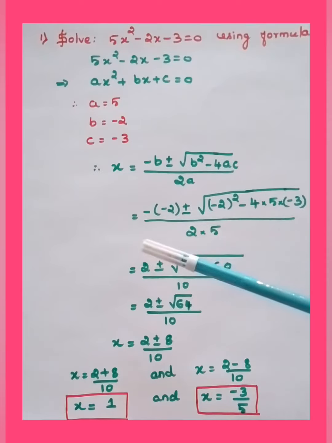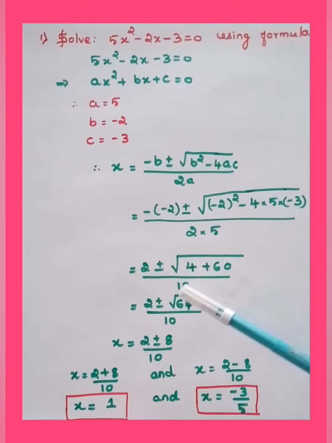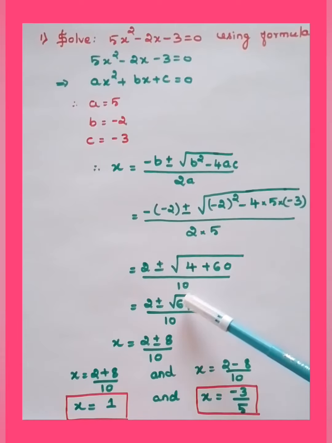Minus into minus you get plus, so plus 2 plus or minus square root of 2 twos are 4. And all this term you can multiply the constants. Minus into minus is plus. 4 fives are 20, 20 threes are 60. You can write 60, divided by 2 fives are 10. Now you can add them. 60 plus 4 is 64.